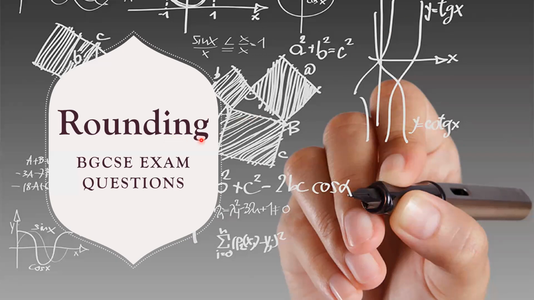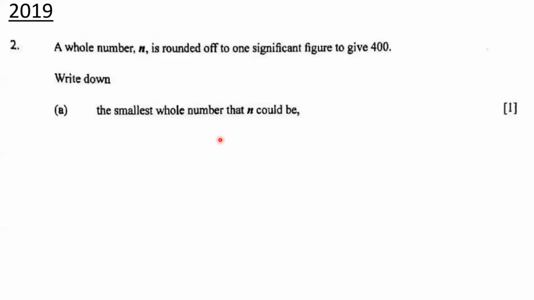In this math lesson, we will be considering the topic rounding. Yes, rounding. Let's begin. The question says the following. A whole number n is rounded off to one significant figure to give 400. Write down the smallest whole number that n could be. Now, the answer to this question is definitely going to be 350.